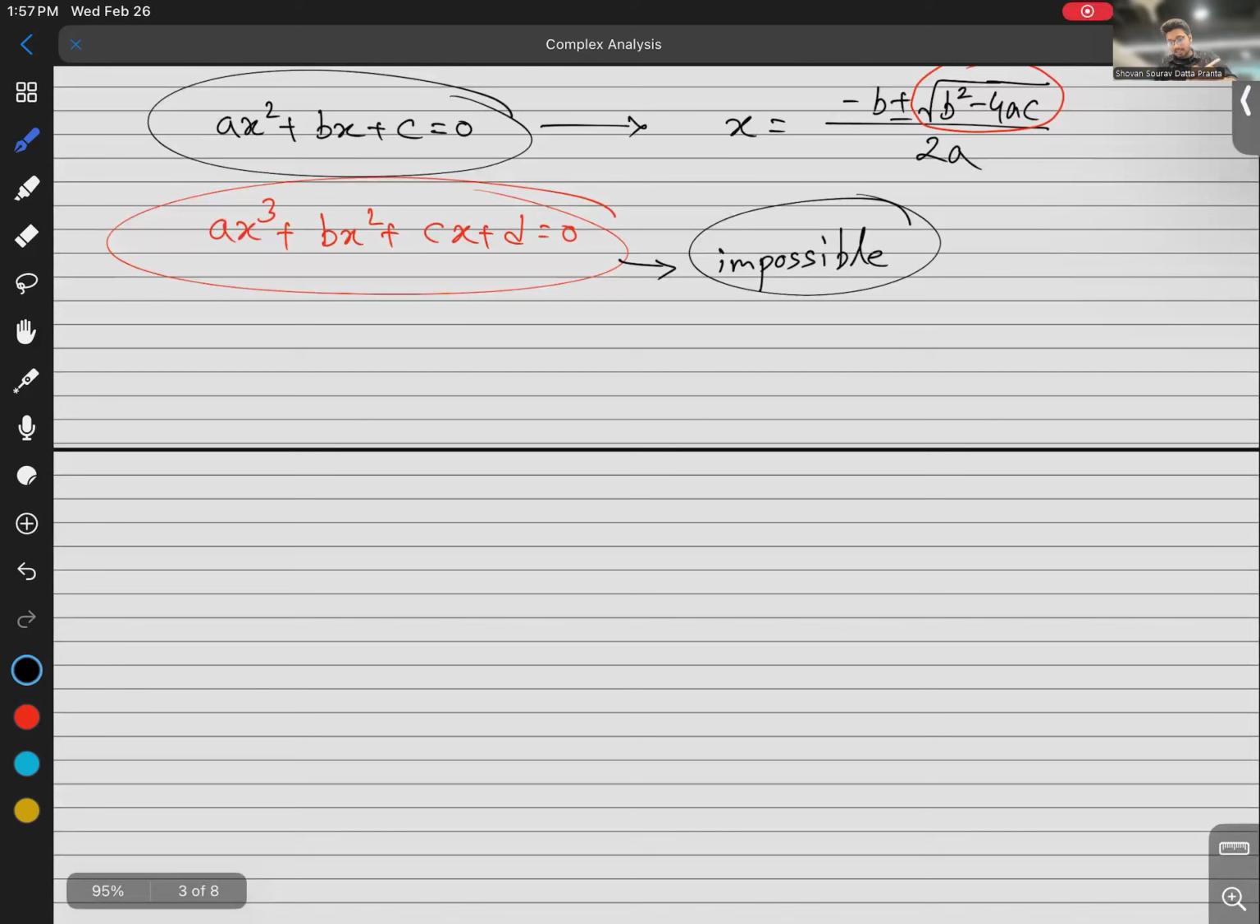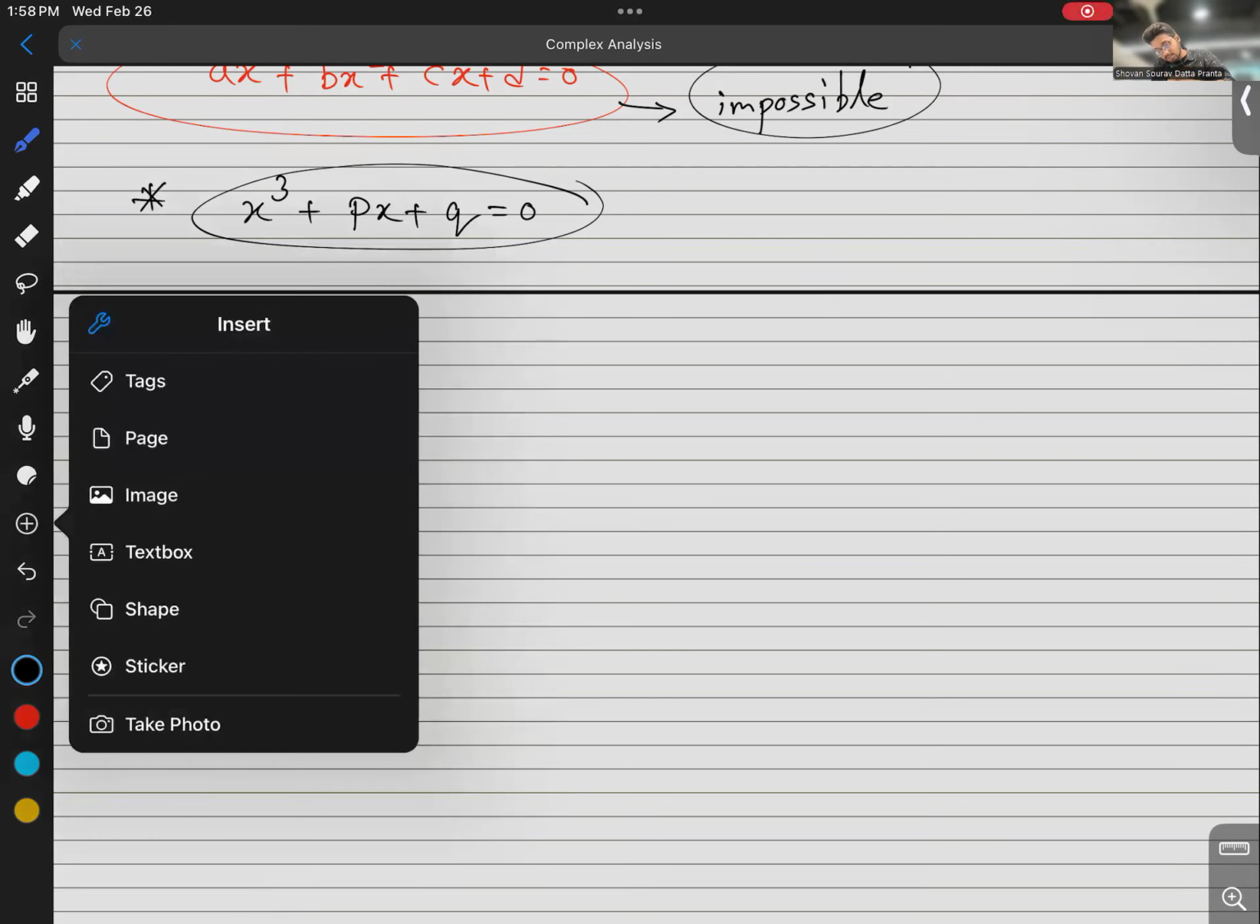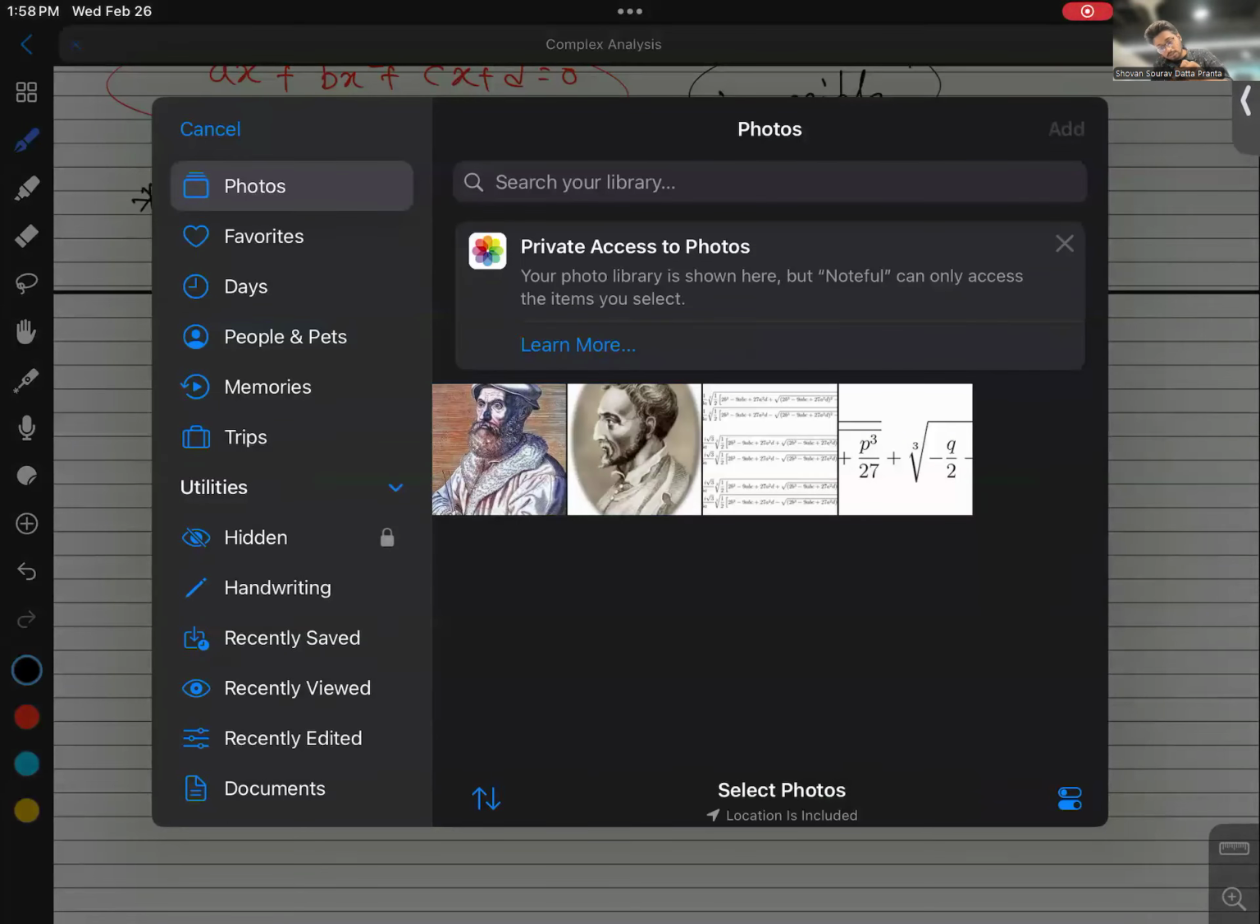After trying for years, a mathematician called Del Ferro first attempted to solve the depressed version of the cubic equation, and the depressed version is basically x cubed plus bx plus q is equal to 0. This is the depressed version of the cubic equation, where the x squared term is not there. He found the solution of this type of equation as, if I add a picture of it, something like this one.